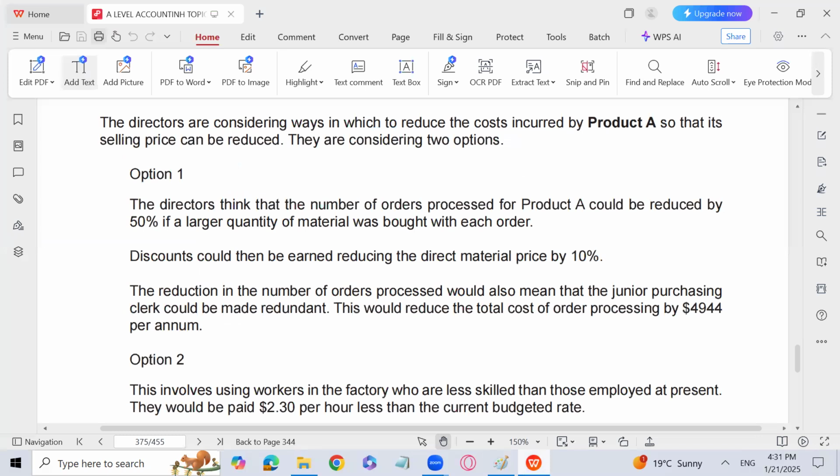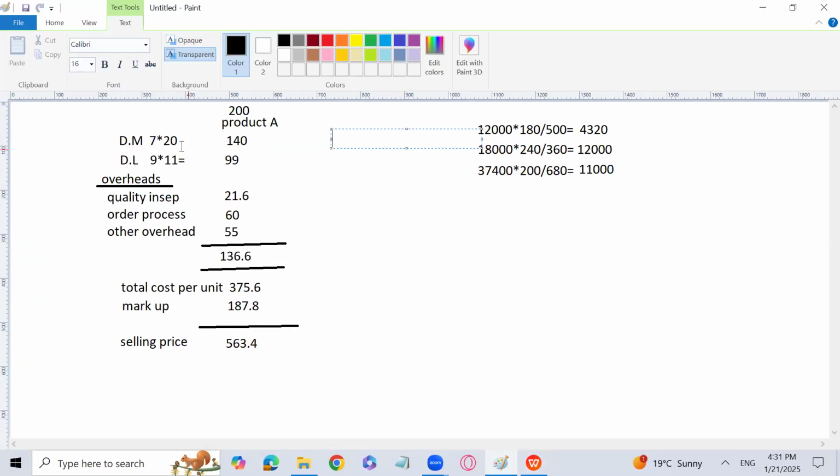Discounts could then be earned, reducing direct material price by 10%. So I think that the material price is decreasing by 10%. That is regarding the $20. $20 is decreasing by 10%, not 7 kilos. Maybe 7 kilos dollar. Right? So if $20 decreases by 10%, it becomes 18. Right? So now the material price is going to be 7 multiplied by how much? 18. 126 is going to be the material price. Right? For direct labor, I think there is no change. So that will remain at 99 because nothing has changed there.